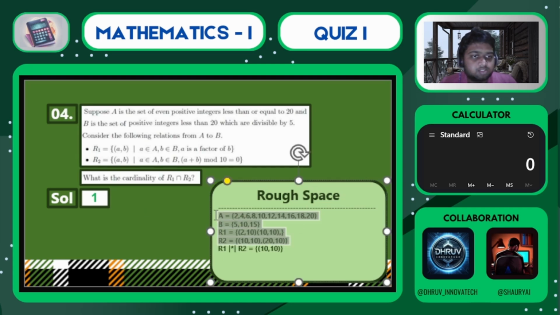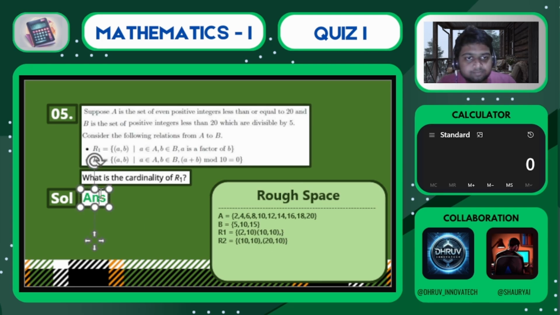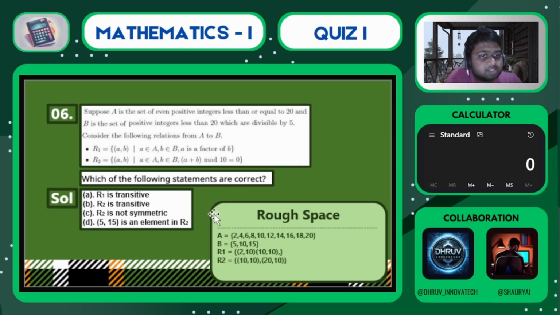We'll just take this information for our next question too. Using this, we have to find the cardinality of R1. Here we can see the cardinality of R1 is 2. Okay, so next question. We have to find if relation R1 is transitive or not.